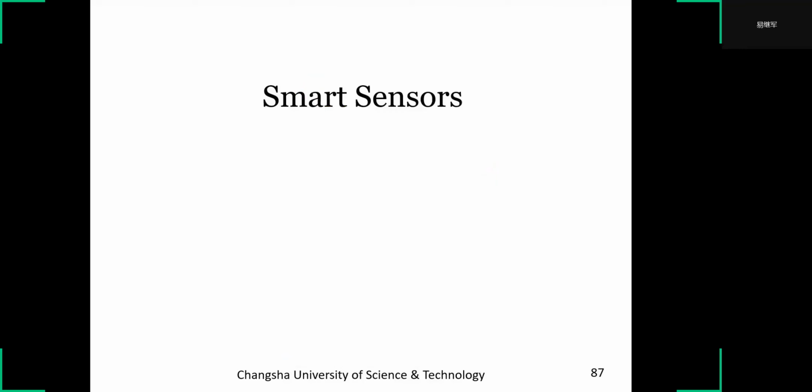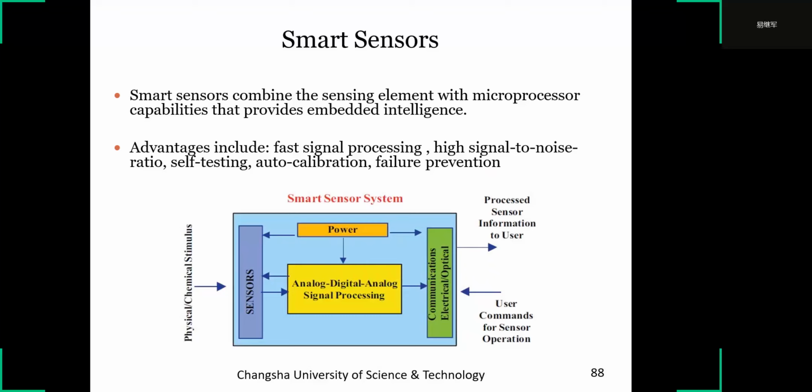Next I introduce the smart sensor. Smart sensors combine the sensing elements with a microprocessor, with capabilities that provide embedded intelligence. Embedded intelligence, so we call it the smart sensor, with a microprocessor.